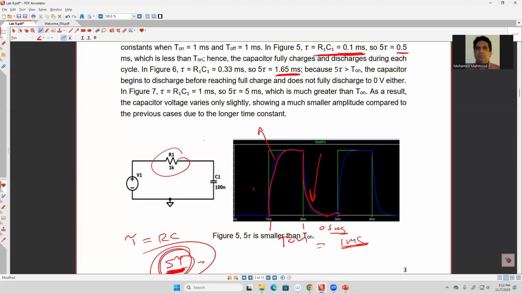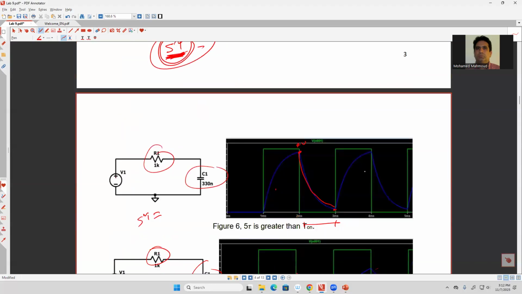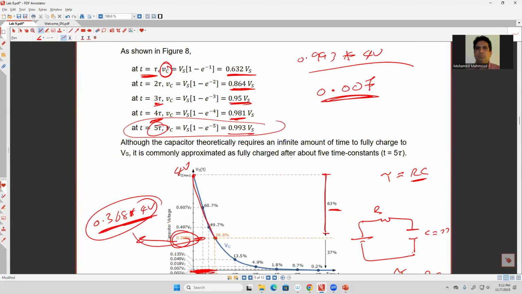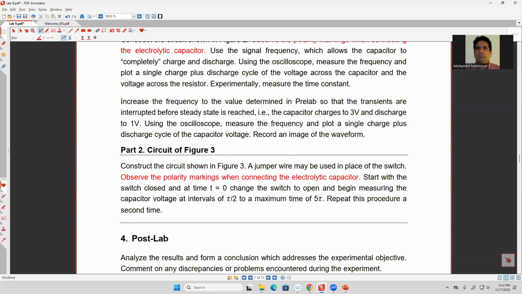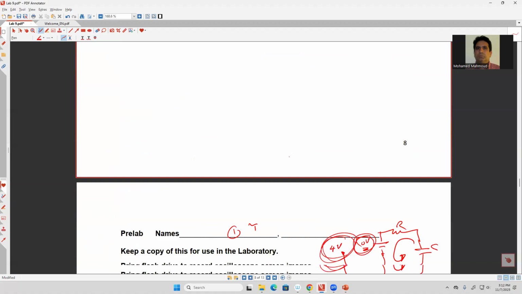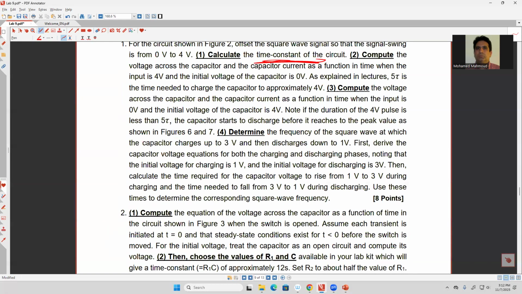Okay. So this is the first part. Should be very easy. You need to calculate two equations. This equation should give you the voltage of the capacitor as a function in time. Let me see here. Next one here.